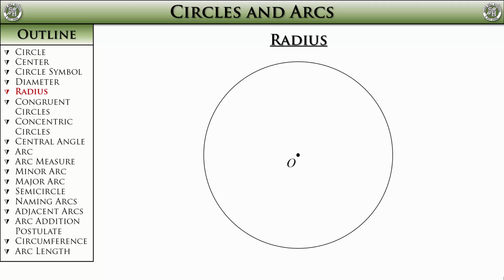Then we have a radius. All of these are radii, or radiuses if you prefer. Both are correct. You probably already knew that, too. Make sure you know that a radius is half the length of a diameter, or that a diameter is twice as long as a radius.